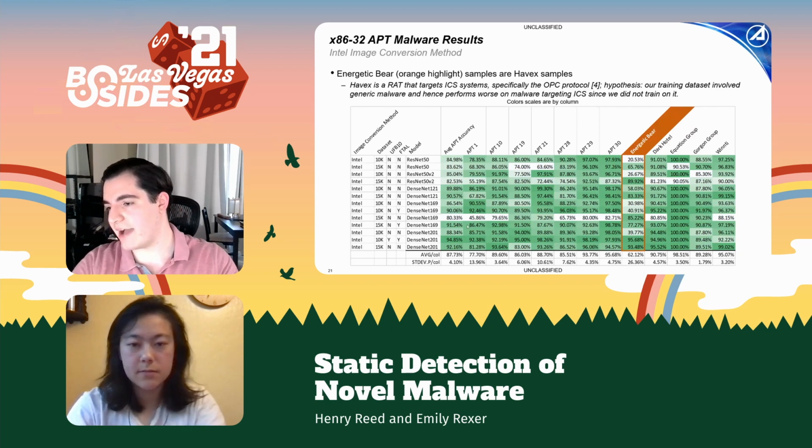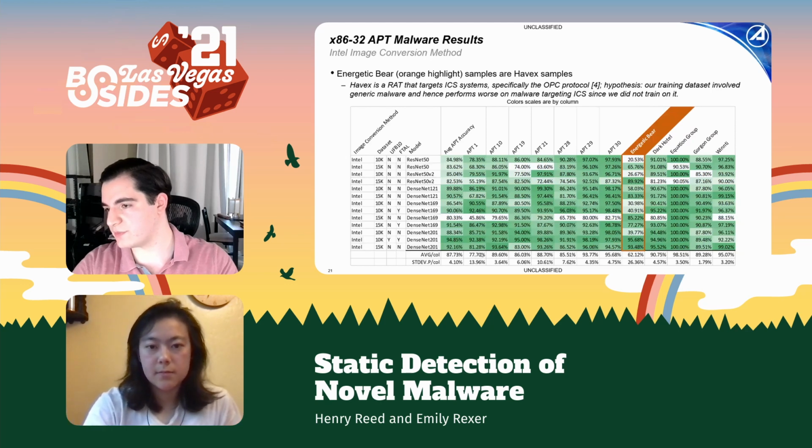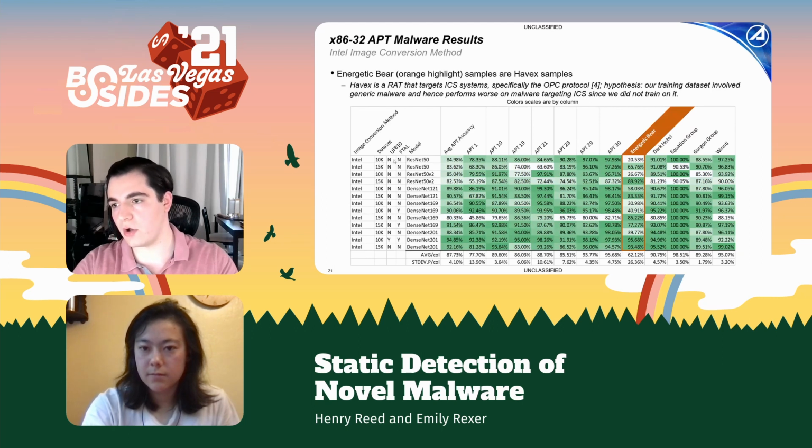Underneath each column, you have an average and a standard deviation, so you can really see how different the accuracy is between the different models. At a quick glance here, where it says average APT accuracy, that's per row, meaning for Intel image conversion with data set of 10K, not unfreezing the bottom 10 layers and not fine-tuning all layers, using ResNet 50, we have an accuracy of 84.98% for all of these combined.